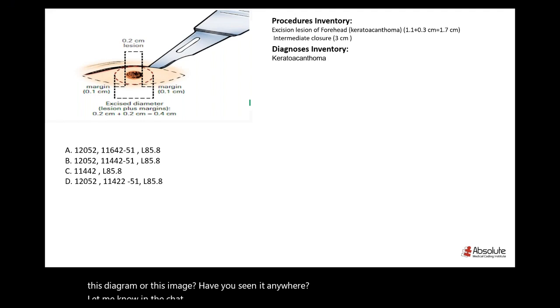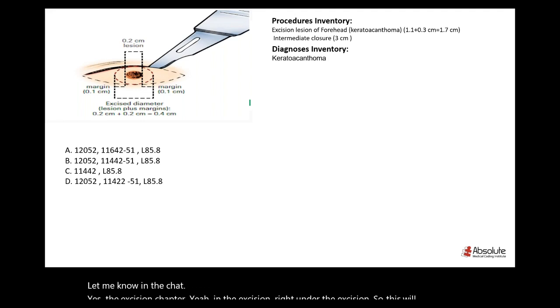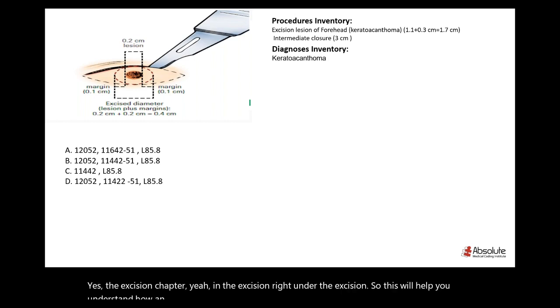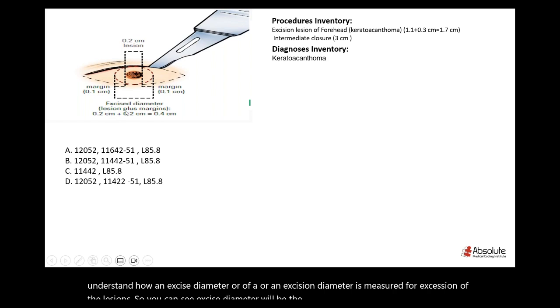Yes, the excision chapter, right under the excision. So this will help you understand how an excised diameter is measured for excision of lesions. You can see the excised diameter will be the sum of the lesion diameter plus the margins. So what's a lesion diameter? It's the diameter of the lesion.